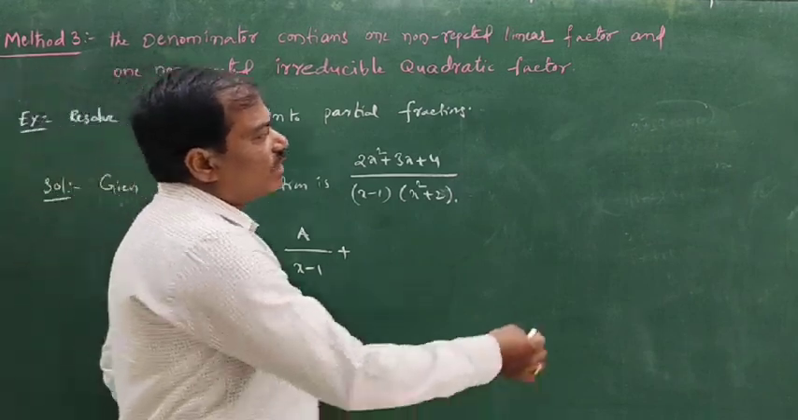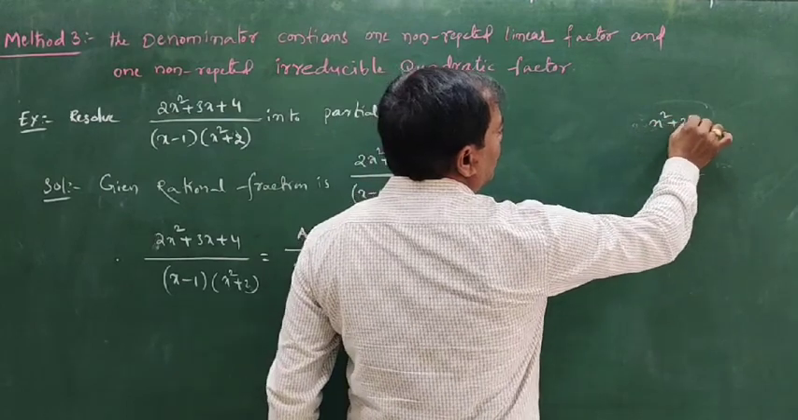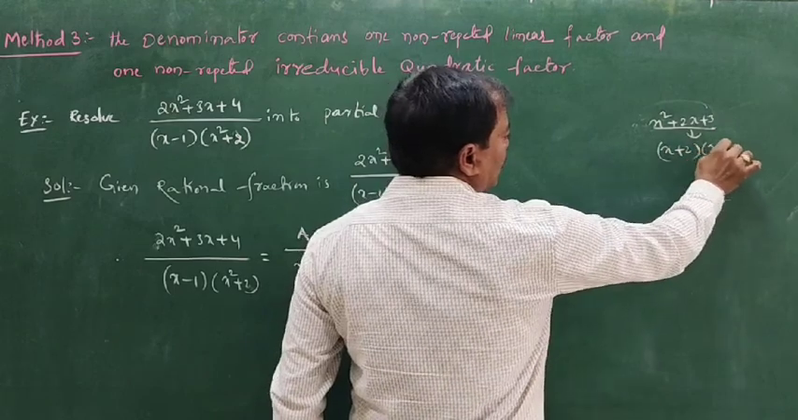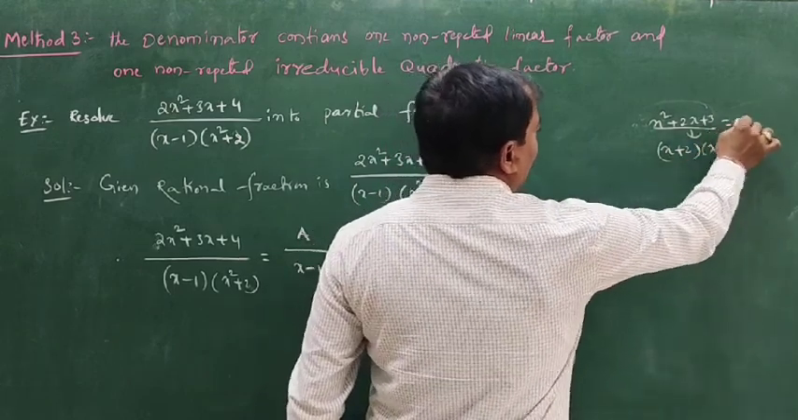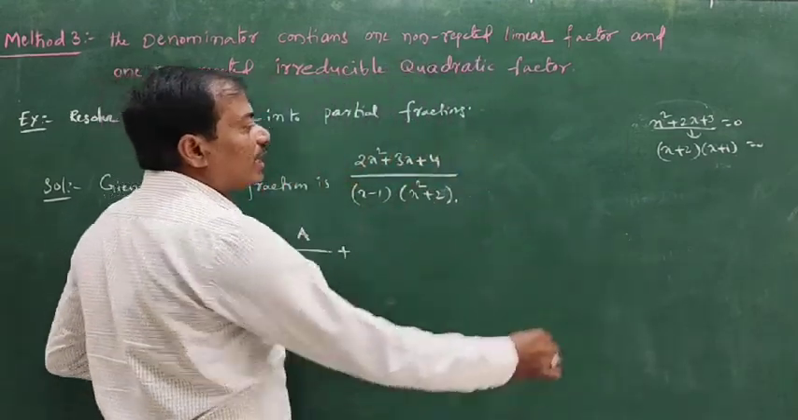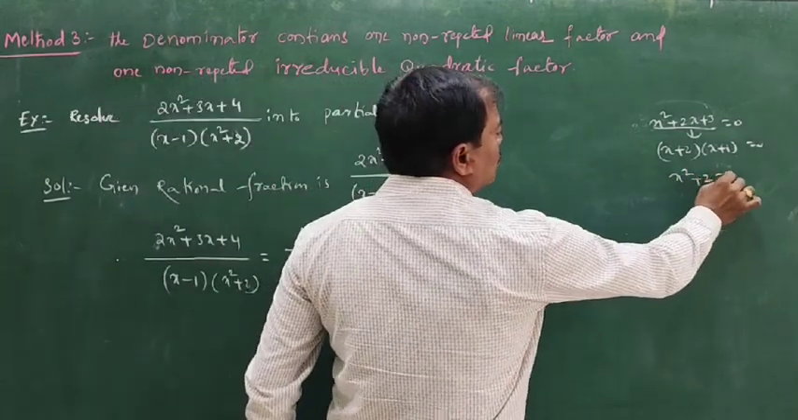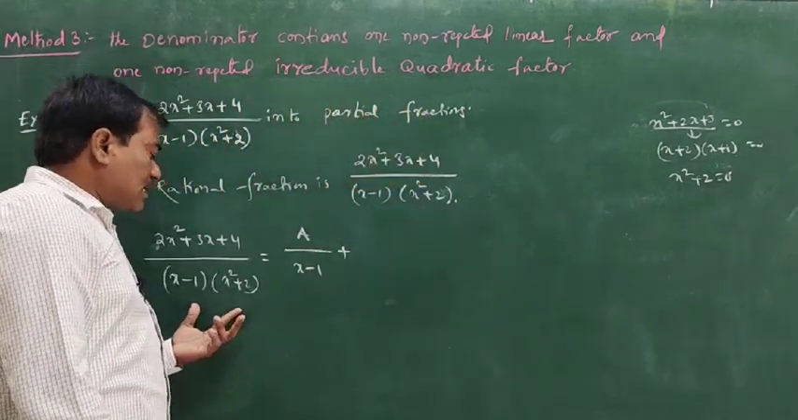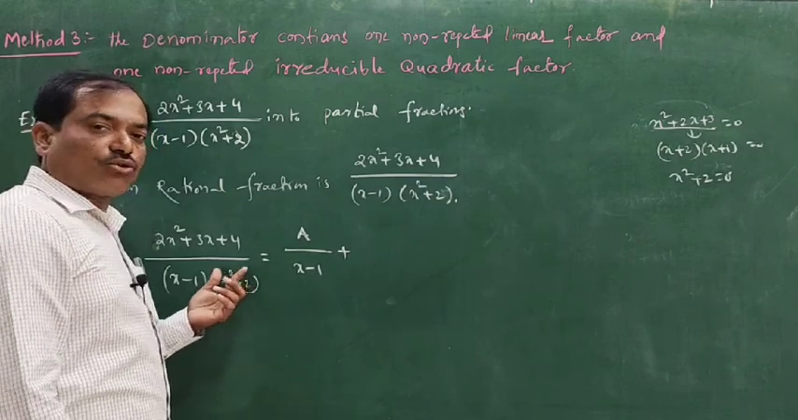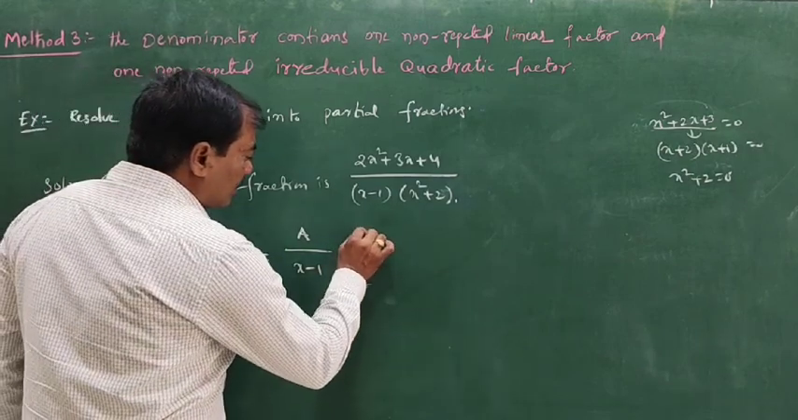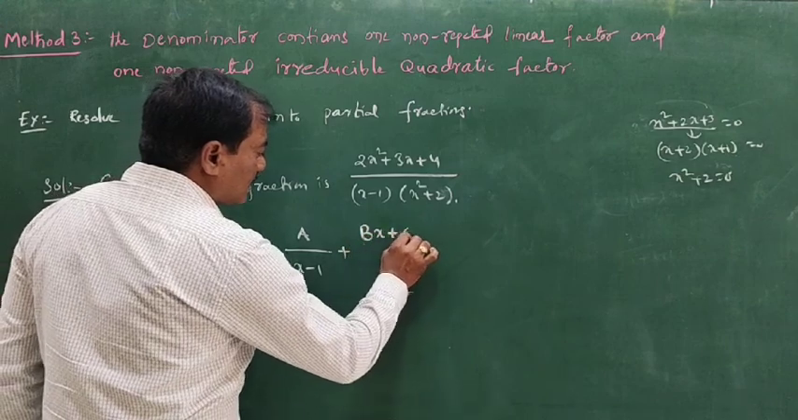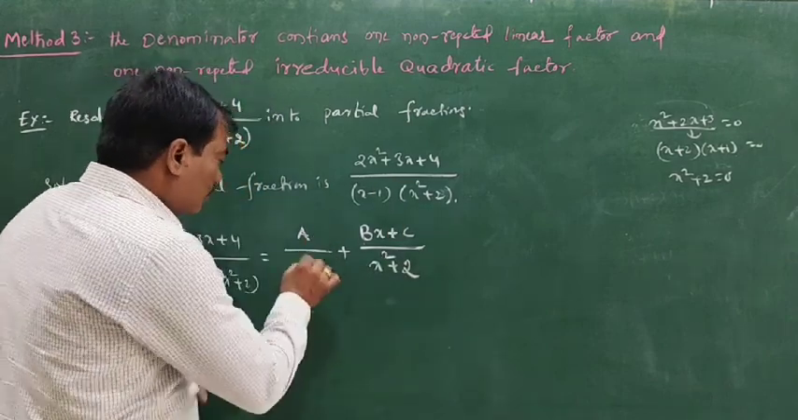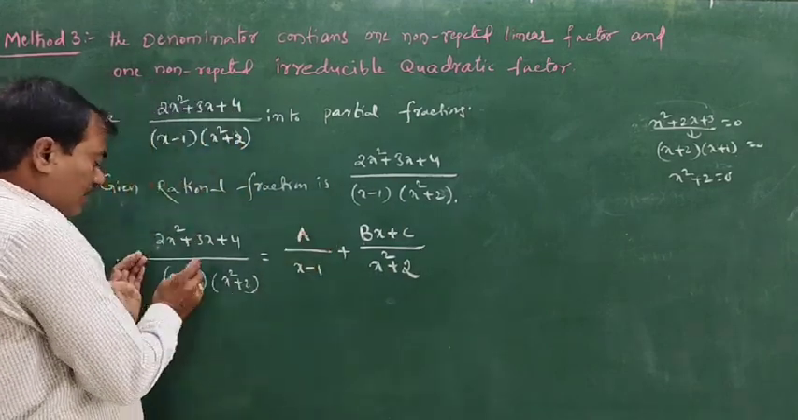For some quadratic equations we have to write them into linear factors by using the similar method. These are the linear factors of the given quadratic equation. But x square plus 2 is also a quadratic equation, but it is an irreducible quadratic equation. If g of x contains this kind of factor, we have to write here bx plus c by x square plus 2, and for this we write A by x minus 1. This is one of the linear factors.